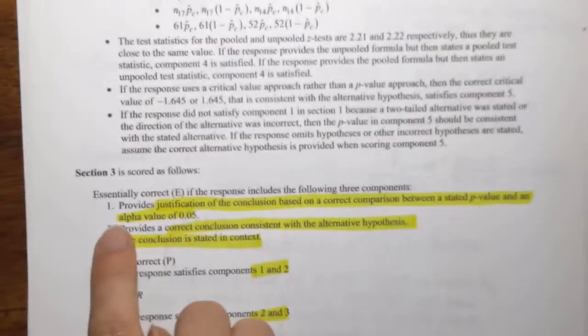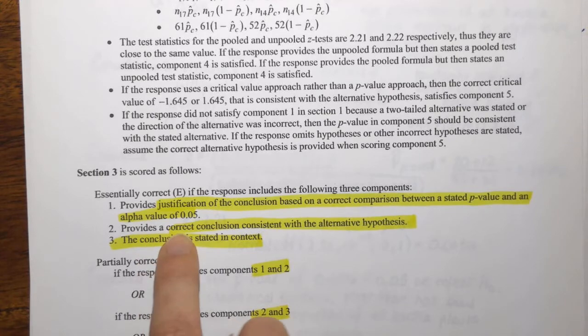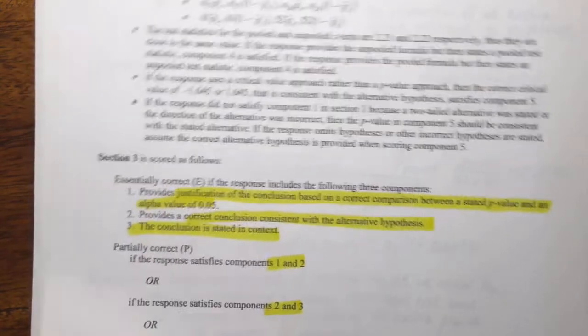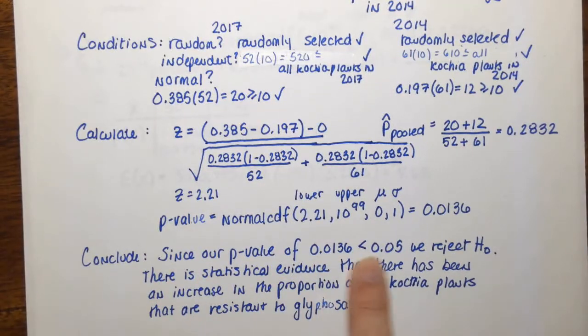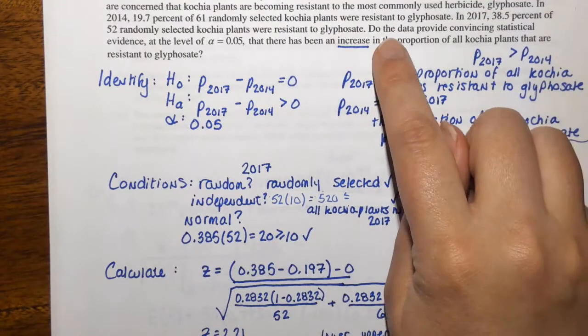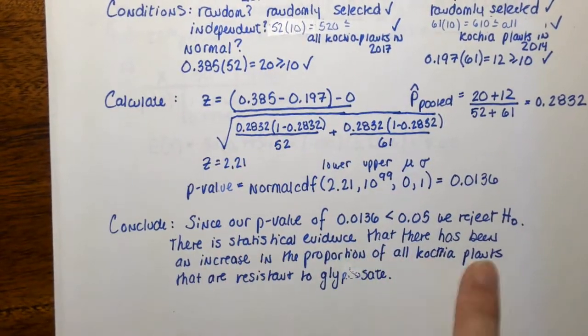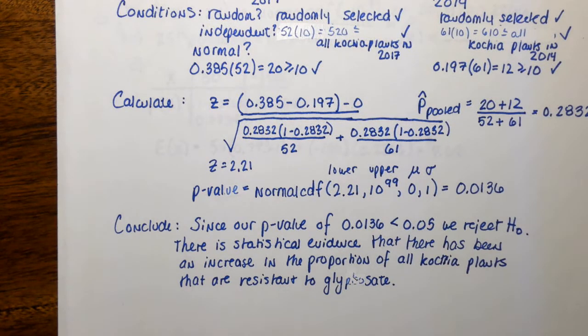Okay. Last section is all about the conclusion. So compare between p-value and 0.05. Correct conclusion consistent with the alternative hypothesis in context. So less than 0.05, reject the H0, and then basically I just come back here and rewrite this sentence. So there is statistical evidence that there has been an increase in the proportion of all kochia plants that are resistant to glyphosate.